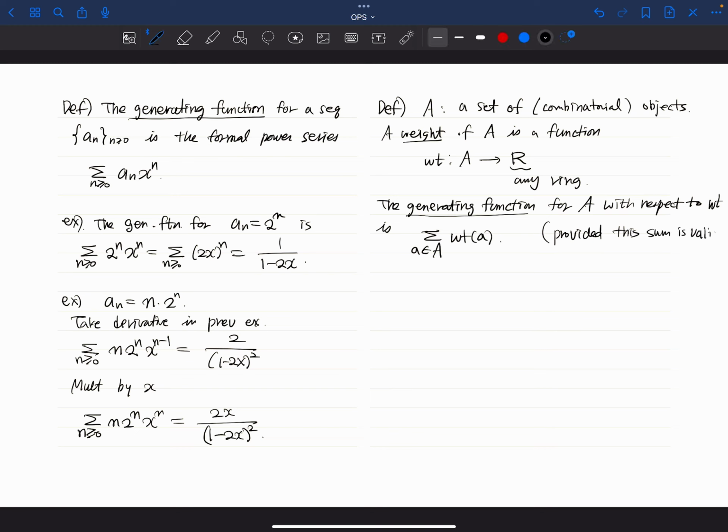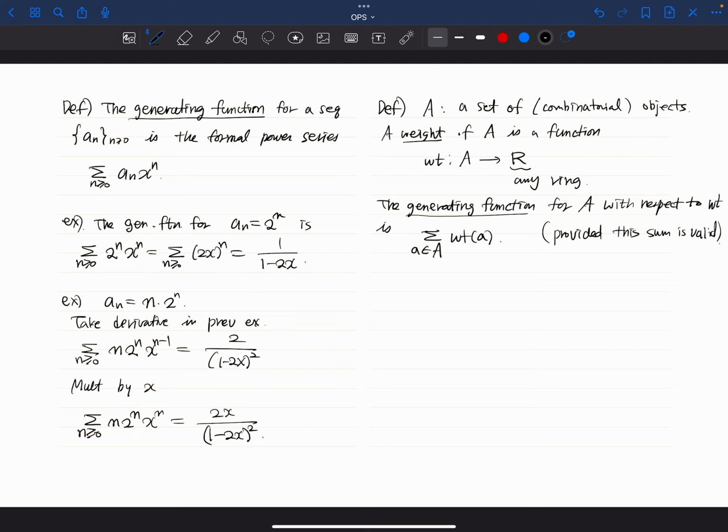What do I mean by that? If this is a finite set, then it's of course always valid, but it could be an infinite set, and the weights are elements in this ring. It could be a ring of some formal power series. If it's well defined in that series, then it's okay. But of course, the examples that we will be dealing with will mostly be well defined.